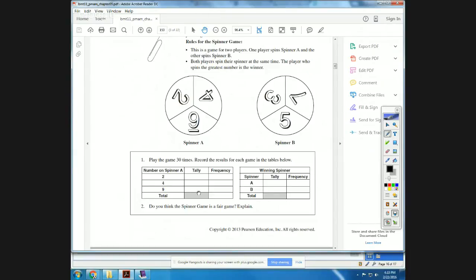What we should expect to have happen, because we think the spinner's fair, right? It shouldn't be biased, unless you're a really good flicker. But I should expect to get about 10 2s, about 10 4s, about 10 9s. Does that make sense? Because I'm doing 30 times. Each is equally likely to happen, I think. But the other thing we want to answer is, like Christian was saying, does it seem fair? Okay, so let's get a few minutes. So everybody play that a little bit and see what happens.